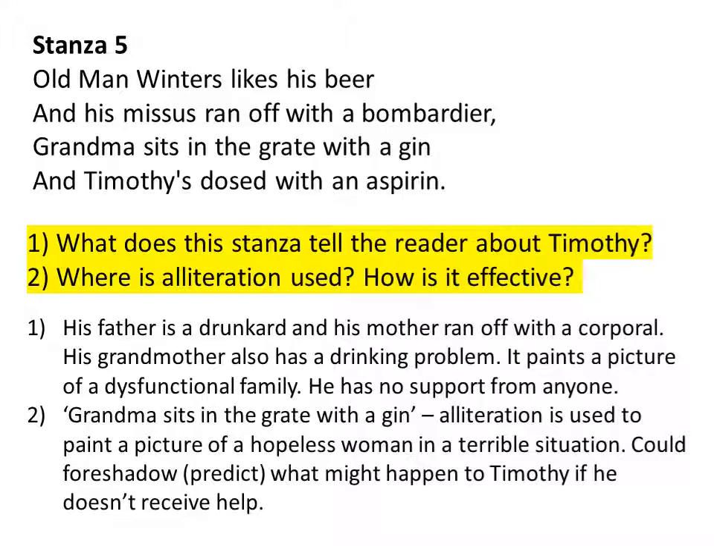Grandma sits in the grate with a gin is an example of alliteration. You've got repetition of the letter G, and it's used to paint a picture of a hopeless woman in a terrible situation. It could foreshadow, predict, what might happen to Timothy if he doesn't receive help. Again, pause the video to add what's on the slide to your own notes.